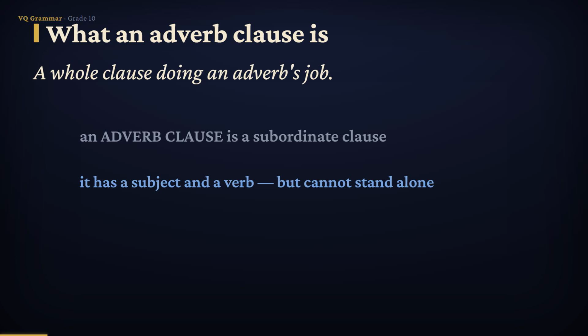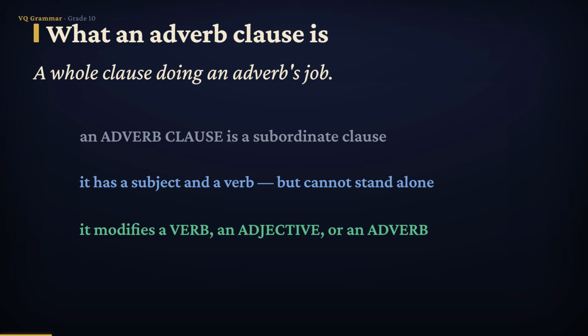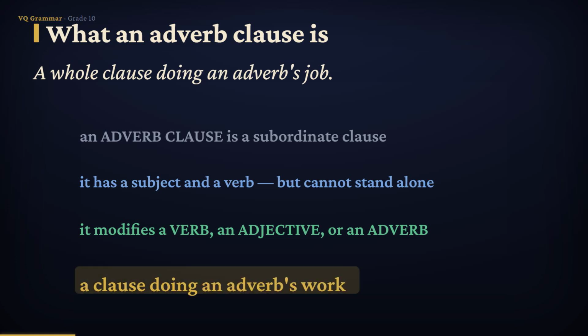Now here's the part that gives it its name. An adverb clause modifies a verb, an adjective, or an adverb, exactly the way a single adverb would. Think of the word quickly. It modifies a verb. Well, so does the group of words before the sun came up. One is a single word, the other is a whole clause, but they are doing the very same job. That's the whole idea. It is a clause doing an adverb's work.